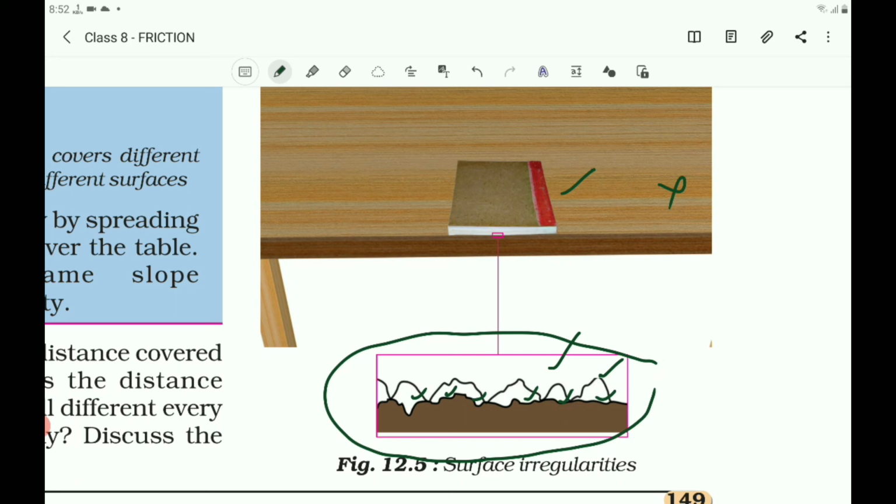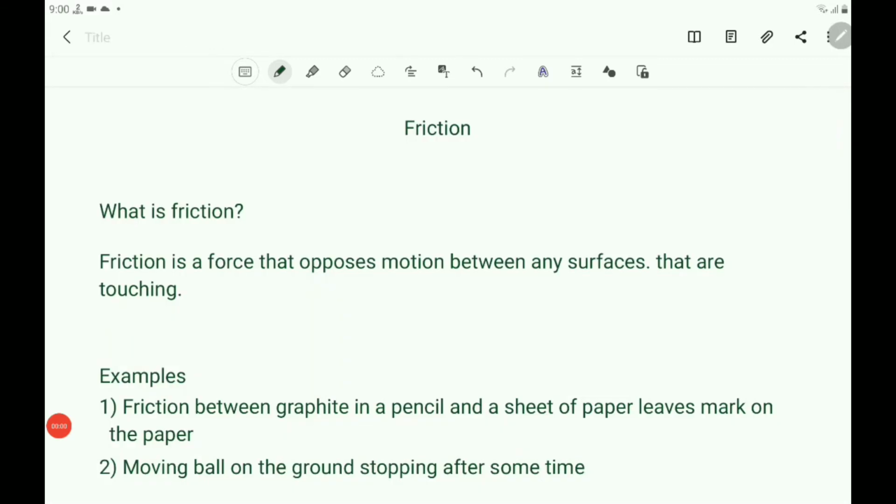Therefore, here you know that rougher surfaces have more friction between them than smoother surfaces. Children, please note down the points. First you write, what is friction? Friction is a force that opposes motion between any surfaces that are touching.